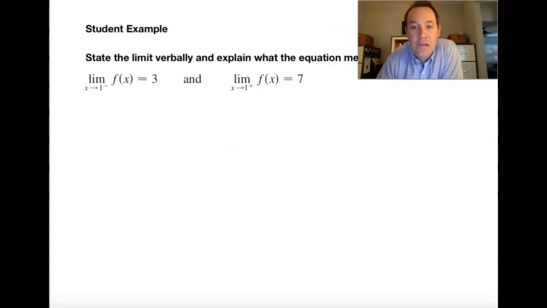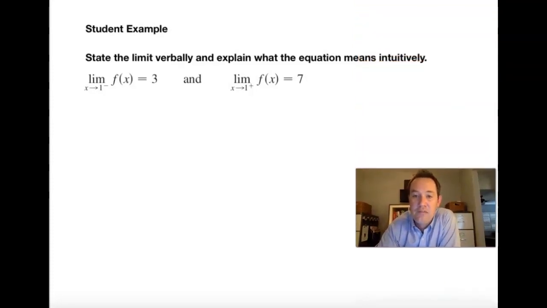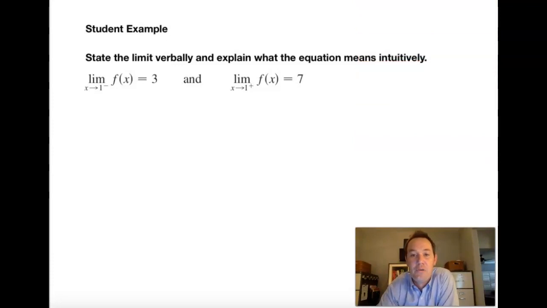All right, you give it a try. I'm covering up part of the directions. State verbally, and then explain what the equation means intuitively. Go ahead and pause it here, try that. You can give a sketch of that, and we'll go over it in class.